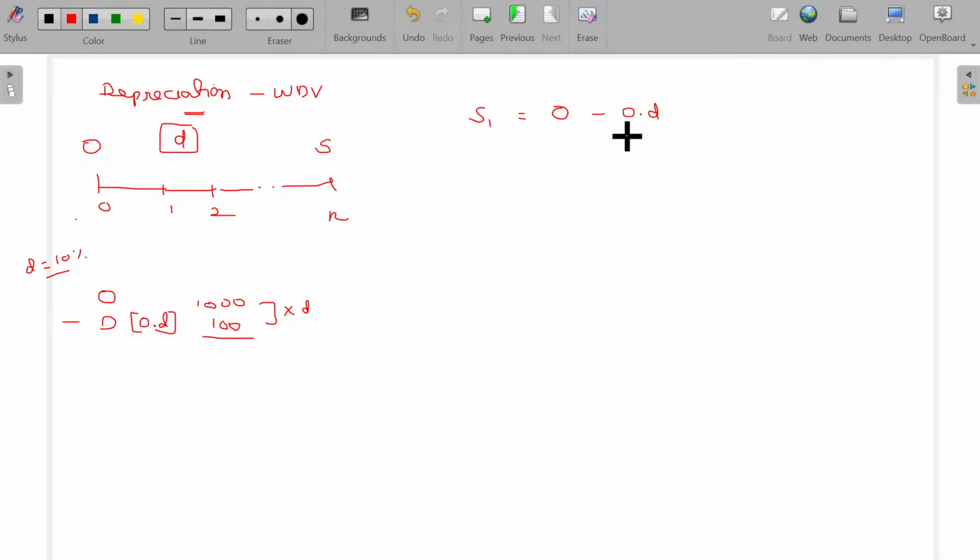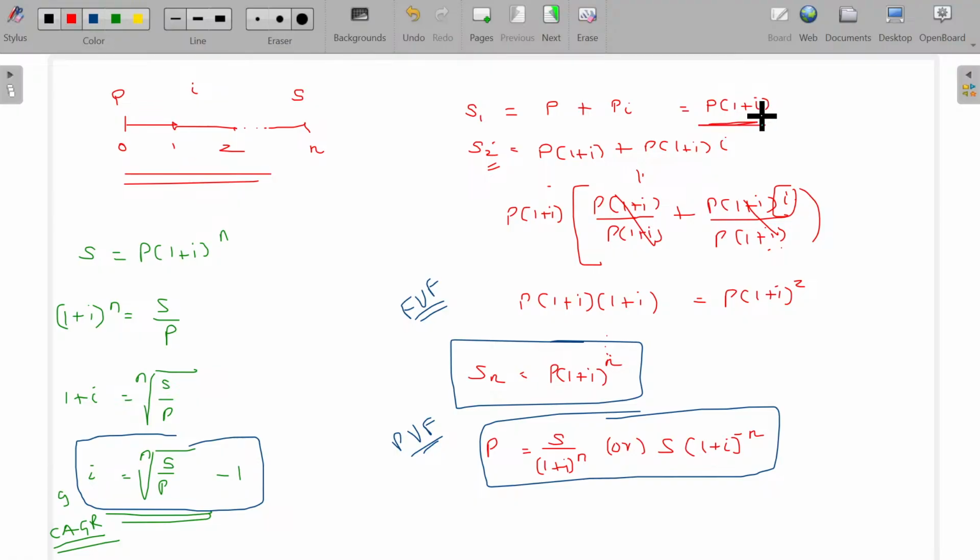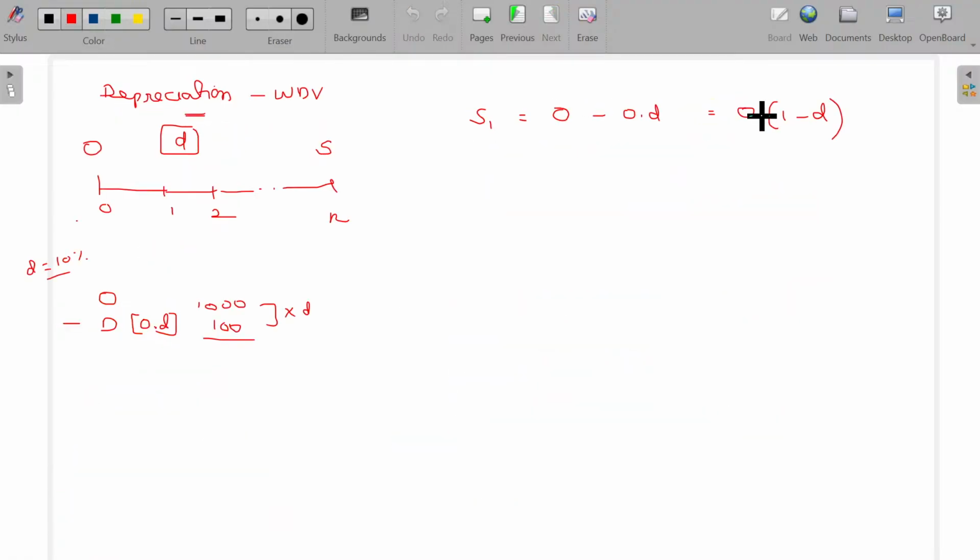Where O remains constant. In case of future value factor, we have the P here, O, that's all. So you can take the O out, then it may be 1 minus D. See, here is a P into 1 plus I, here P into 1 minus D. Instead of P, we can use the O also. For the second year, what happens? O into 1 minus D.